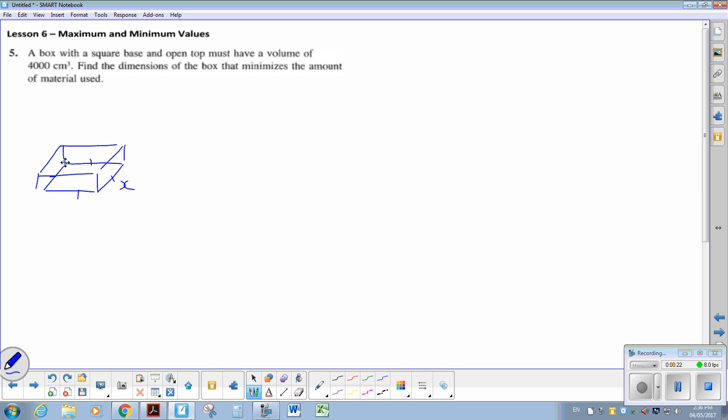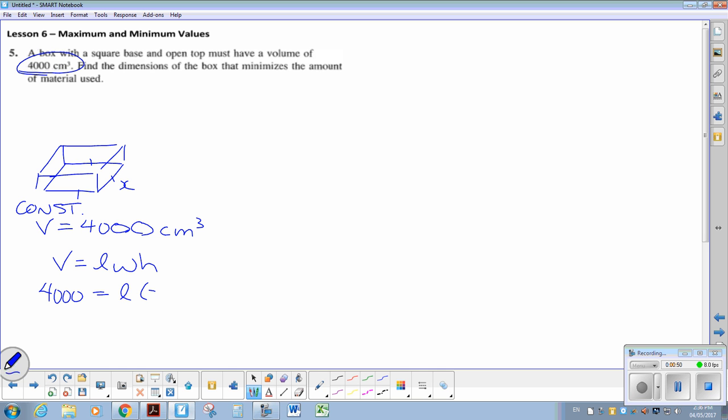It must have a volume of 4,000. So the volume is defined here, so we know that this has to be my constraint equation. All right, so this is the constraint equation. That's volume. Volume equals length, width, and height. I haven't even looked at the rest of the question yet, but I know 4,000 must equal length, which I don't know yet. Width is X.